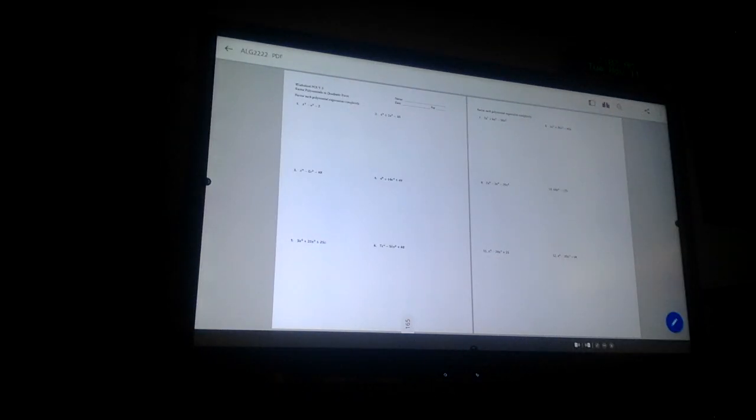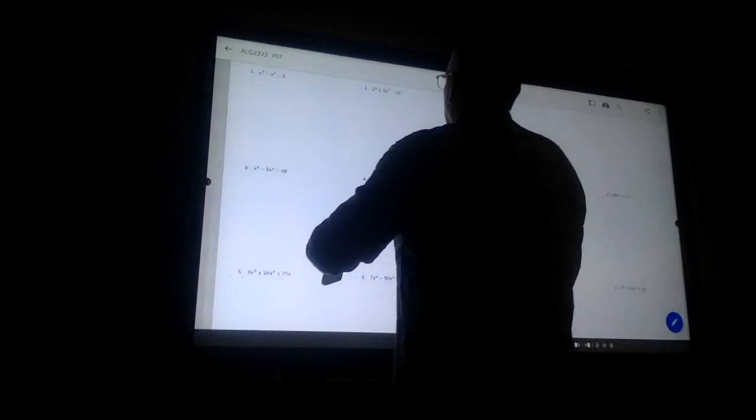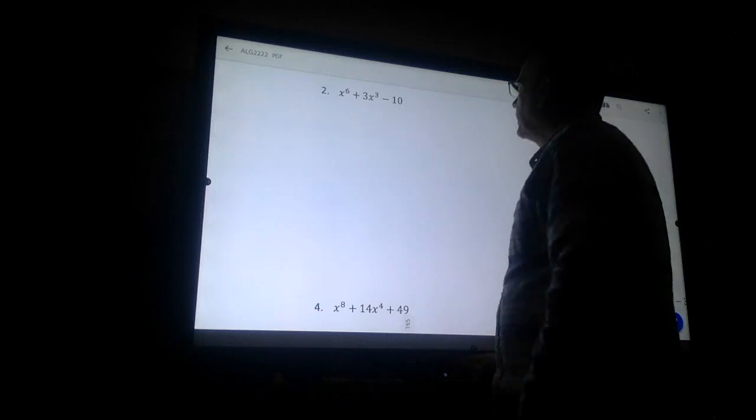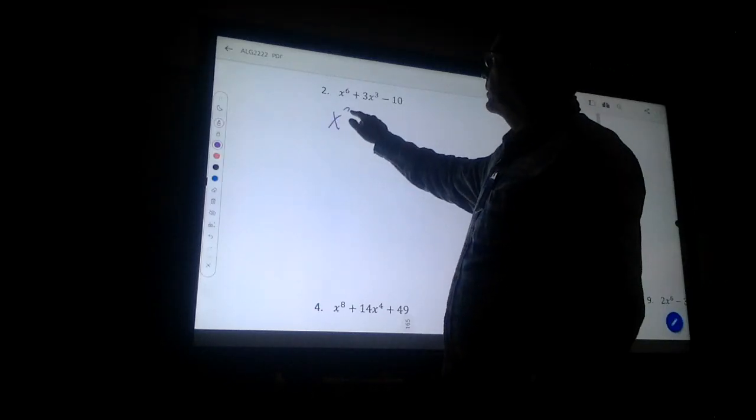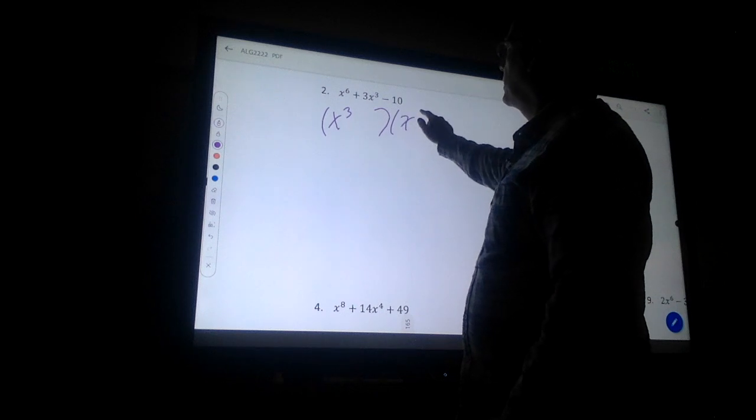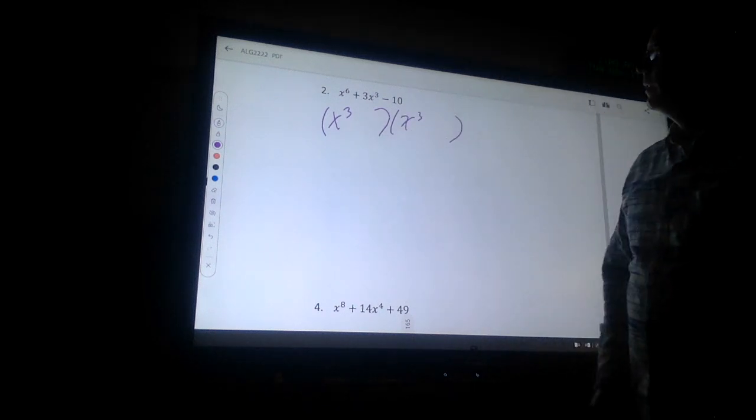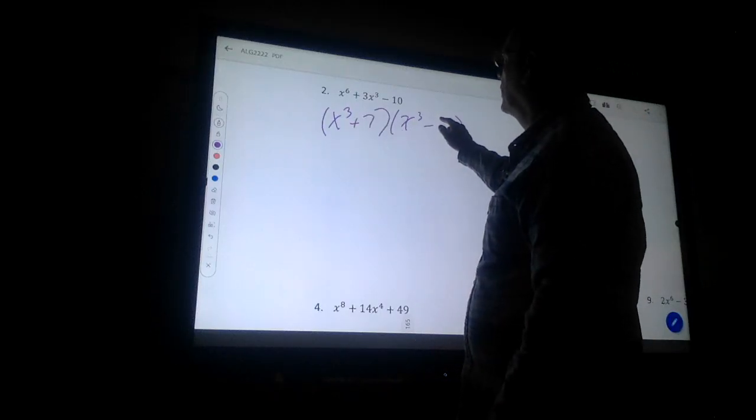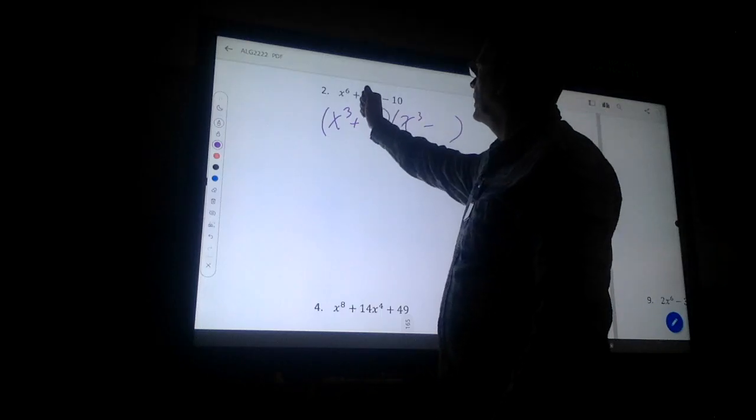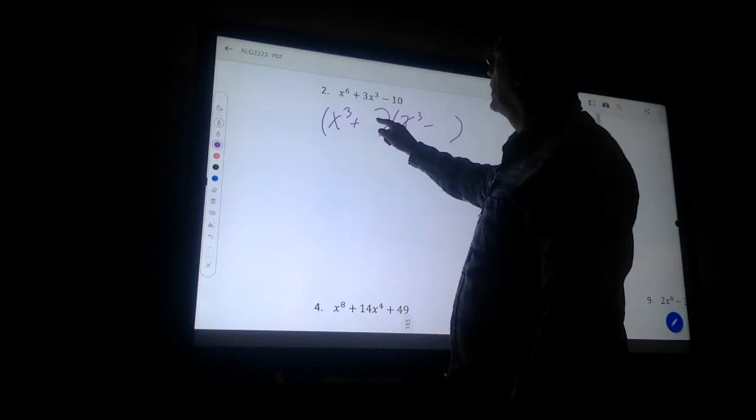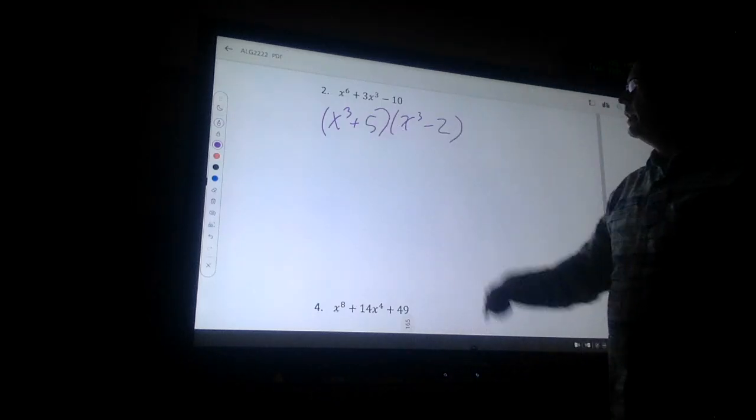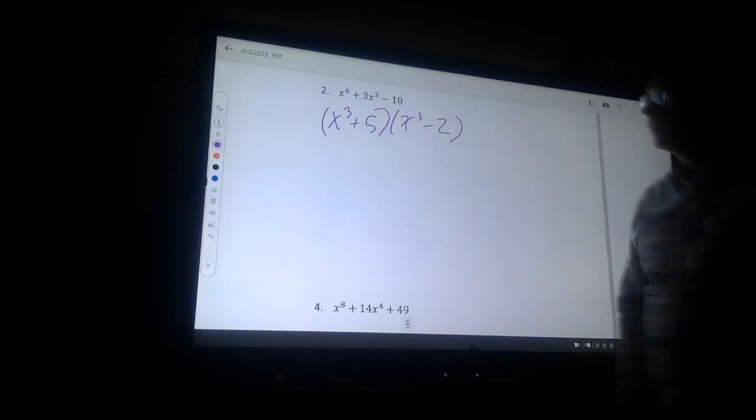So this is the homework problems. I'm just going to go through the evens on this. First one's going to factor to x to the third and x to the third. What two numbers multiplied give me negative 10, add to give me 3? So that's going to be plus 7 and minus, I take that back, it's going to be plus 5 and minus 2. And that's as far as you can factor on that one. Won't go any further.